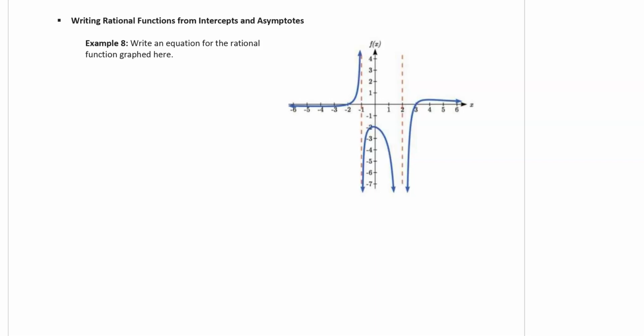Now let's put everything together and look at writing rational functions from intercepts and asymptotes. Example 8 says, write an equation for the rational function graphed here. What we want to do is start with things that we know.